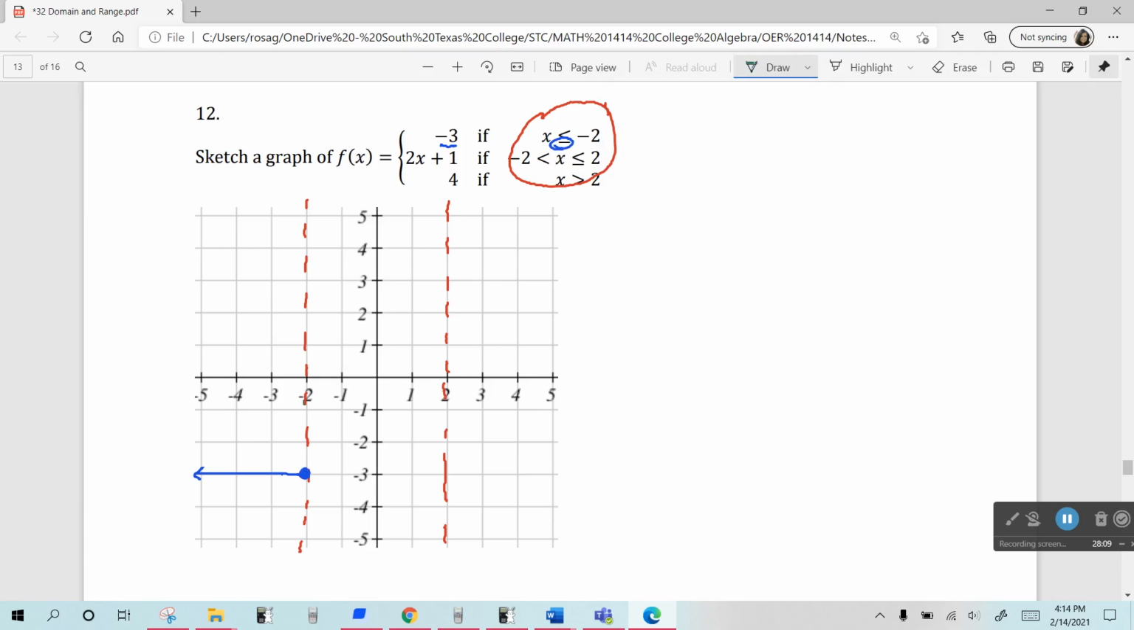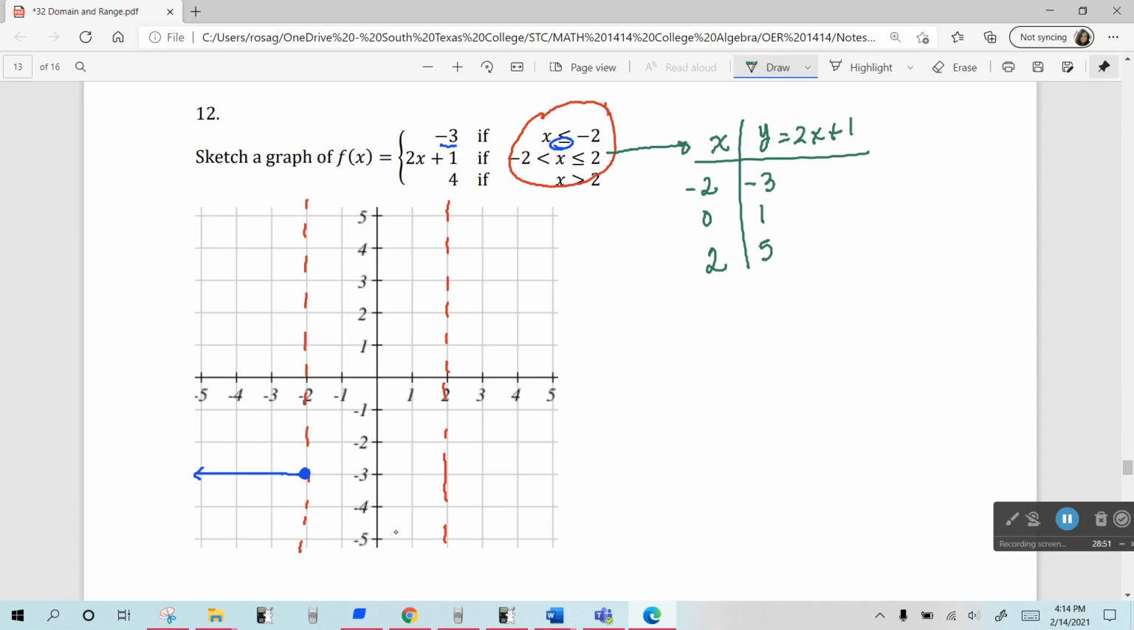Then the next one is 2x plus 1. You can just select points, like -2, 0, and 2. And then y is 2x plus 1. So that would be 3, 1. I'm just going to plug them in. 2, -3.